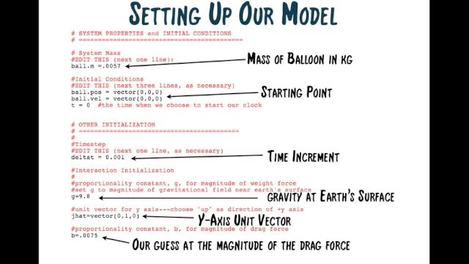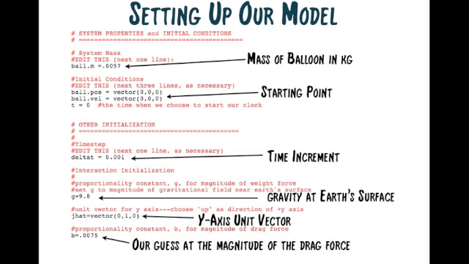First, we set up the system properties and initial conditions. We put in the mass of our balloon in kilograms. It was 5.7 grams, or 57 thousandth of a kilogram. We put in the starting point, the vector values for that. We wanted it to start at the origin. The time increment we put in was 1/1000th of a second. We could easily have gotten away with 1/100th of a second. This generated way more data than we really needed to have.